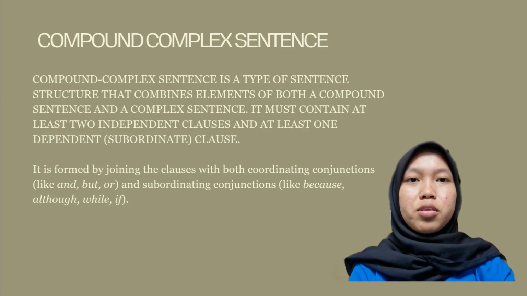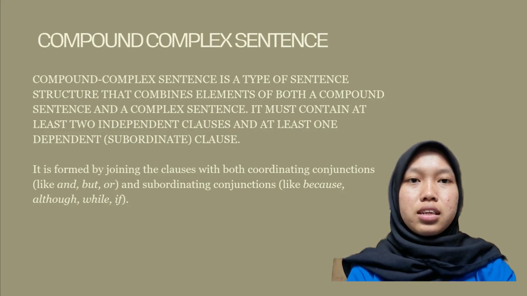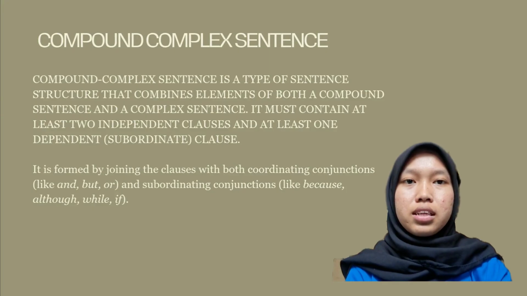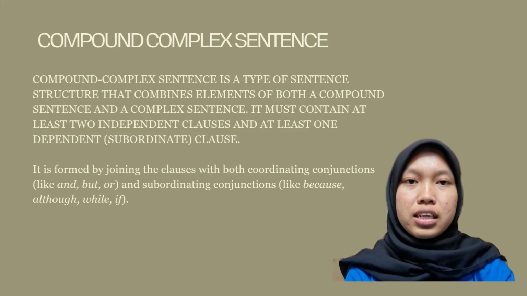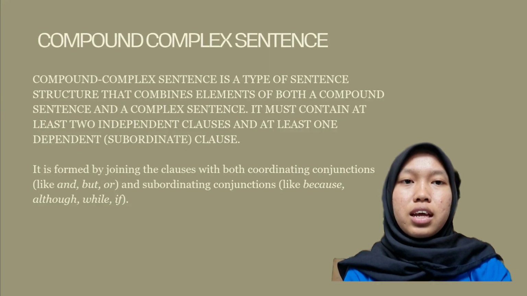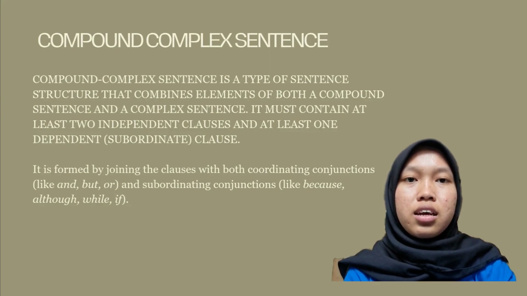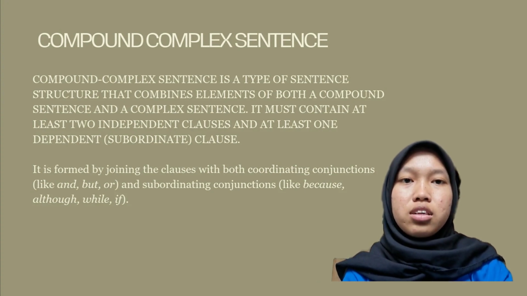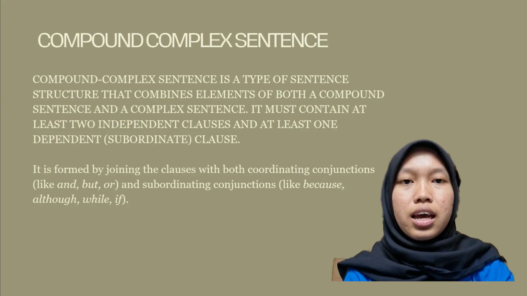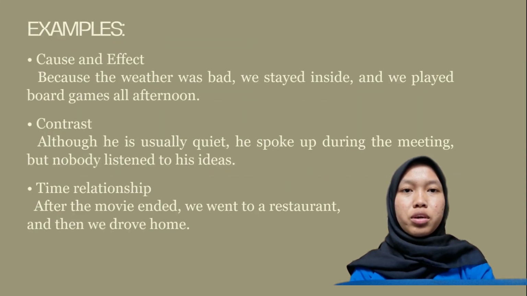I am going to do my project 1 from the intermediate grammar subject. Compound complex sentence. A compound complex sentence is a type of sentence structure that combines elements of both a compound sentence and a complex sentence. It must contain at least two independent clauses and at least one dependent or subordinate clause. It is formed by joining the clauses with both coordinating conjunctions like and, but, or, and subordinate conjunctions like because, although, while, if. For example, showing cause and effect.